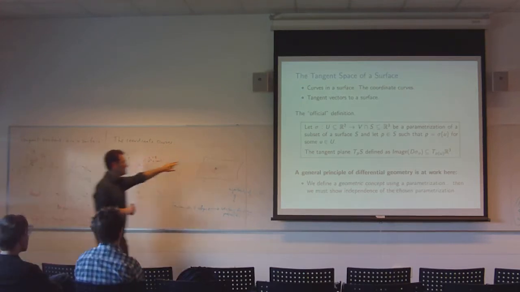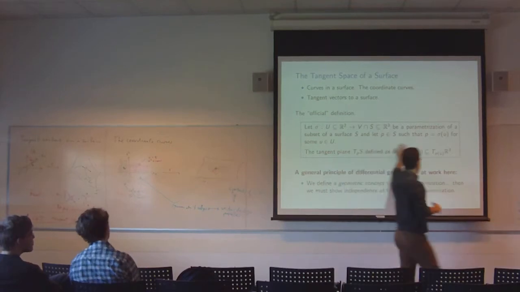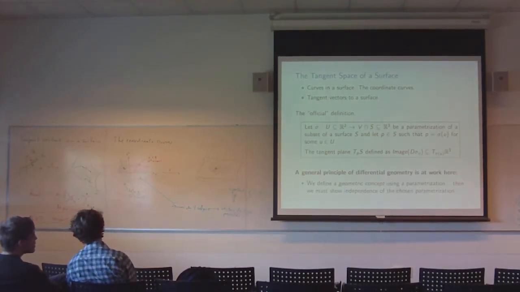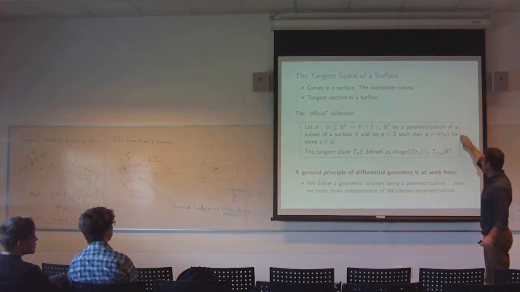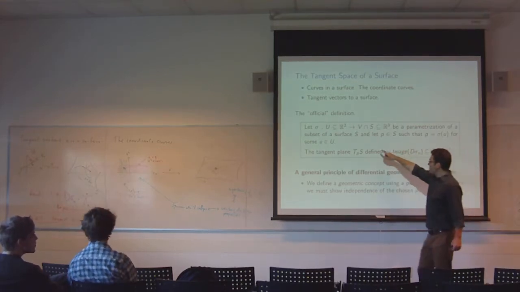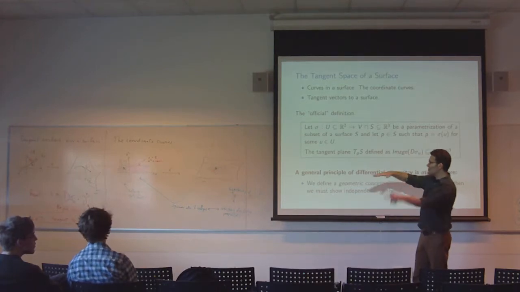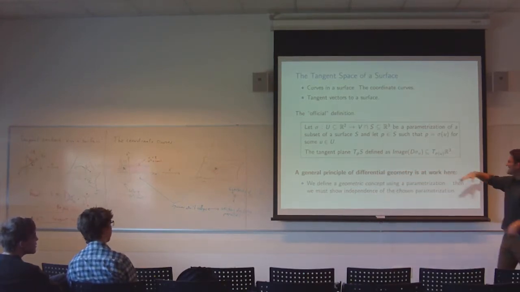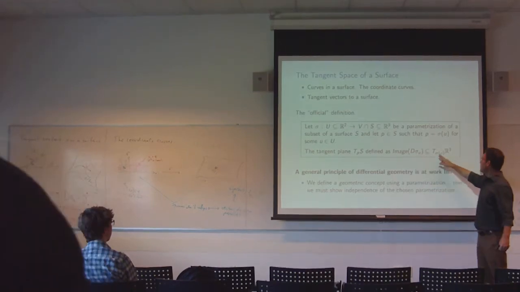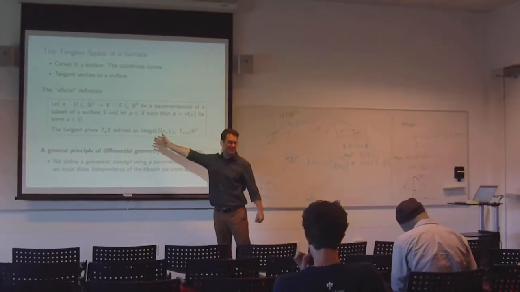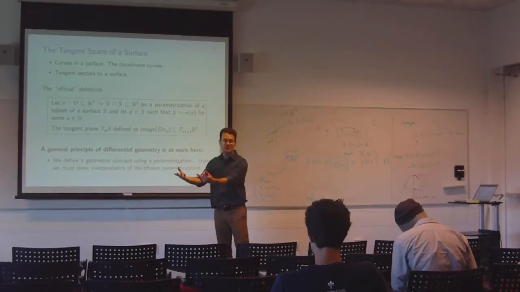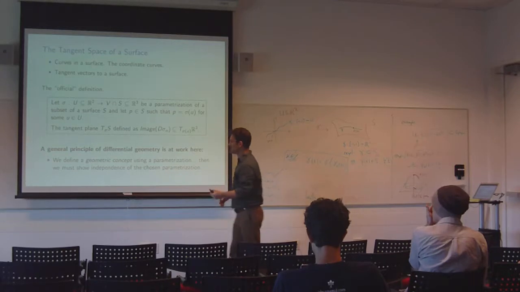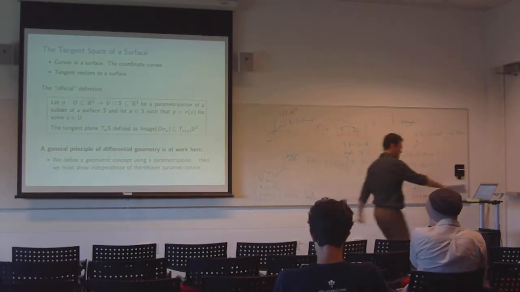Okay, so let's look at the box. We've got everything we need to understand the official definition. Suppose we have a parameterization, and we're going to define the tangent plane of the surface as the image under d sigma of all possible tangent vectors. So the image of the linear transformation is the push forward of all possible vectors. Maybe I can draw a picture of that too.